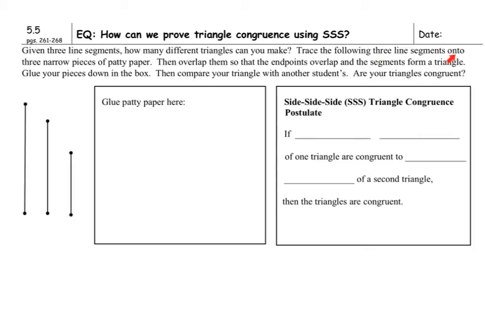Trace the following three line segments onto three narrow pieces of paper. Then overlap them so that the endpoints overlap and the segments form a triangle. Glue your pieces down in the box. Then compare your triangle with another student's.